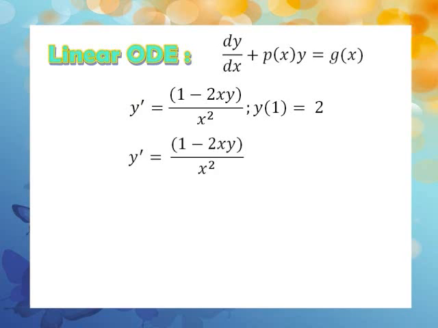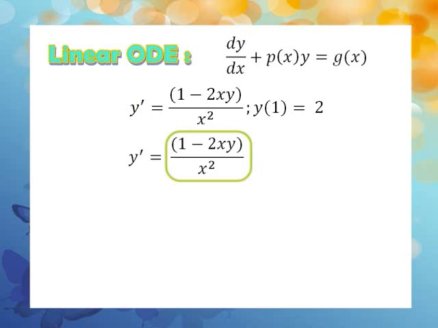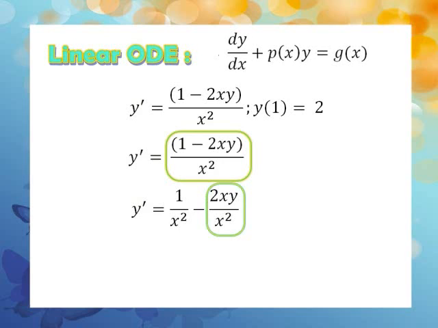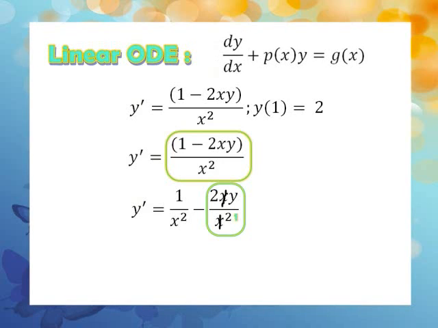The first thing we'll do is divide this part into two terms. Thus, we have y prime equal to 1 over x squared minus 2xy over x squared. For this part right here, the x is cancelled in the numerator, so we are left with 1 x in the denominator.